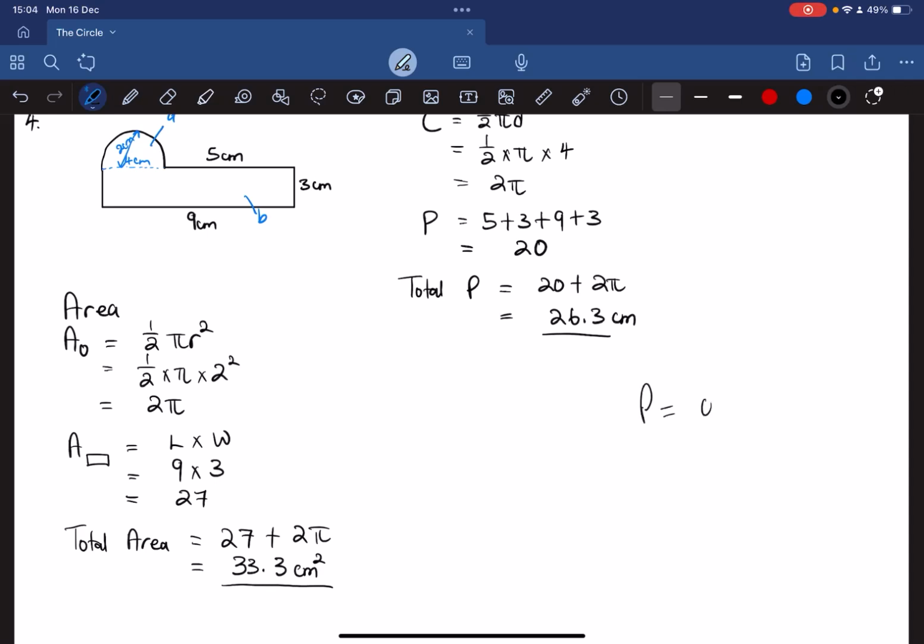So take note of the units. For the perimeter, it's simply centimeters. For the area, it's square centimeters. So do not forget these units.